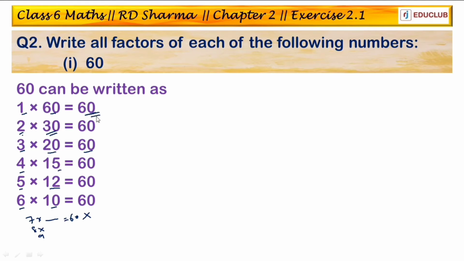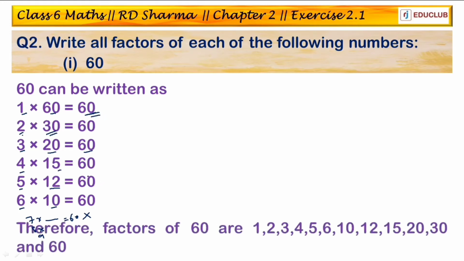So we can write what the factors are. Therefore, factors of 60 are 1, 2, 3, 4, 5, 6, 10, 12, 15, 20, 30, 60. These are factors. Like this, we will find the factors of a number. Start from 1 and find out if any number is a multiple of that number or not, to get the required factors of a number.